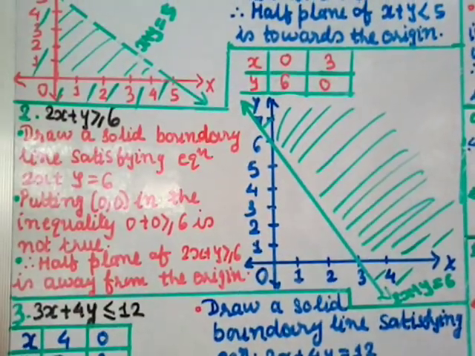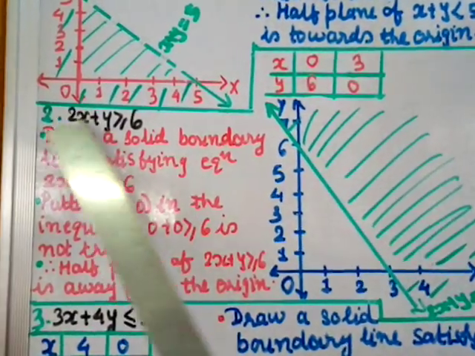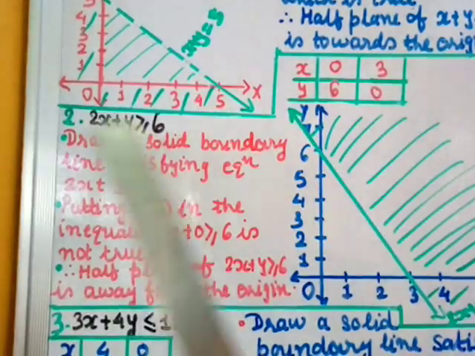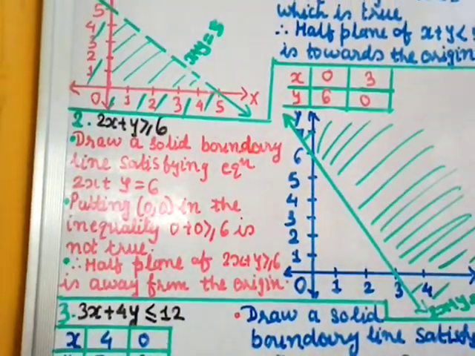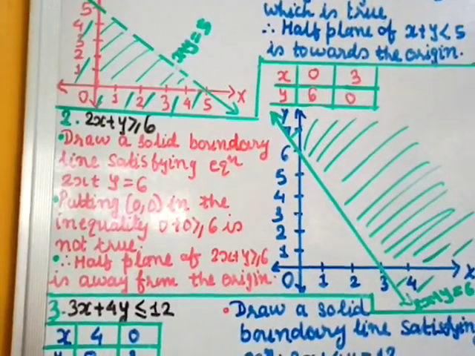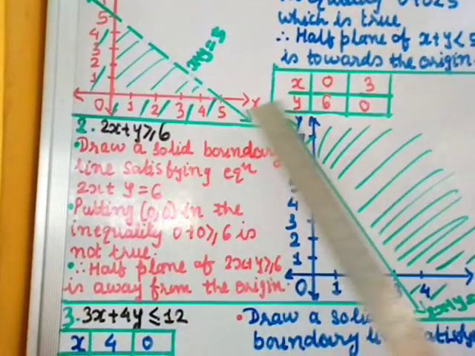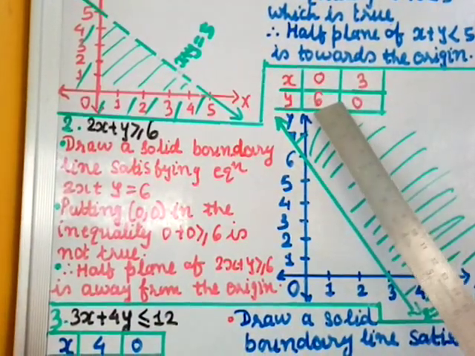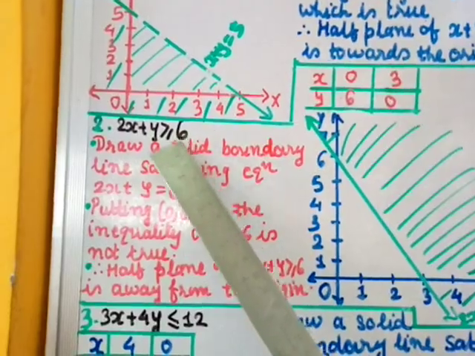Question number 2, 2x plus y greater than or equal to 6. So first you have to take the line as 2x plus y equal to 6. You consider the line 2x plus y equal to 6 and take 2 points because we have to draw the line. Suppose you take x equal to 0, then y equal to 6. I have written here x 0, y 6. When you take y equal to 0, 2x equal to 6, divide by 2, so you get x value as 3. I have written here.